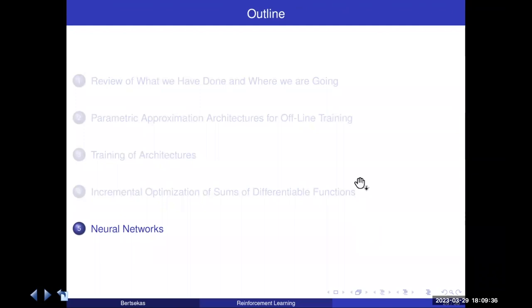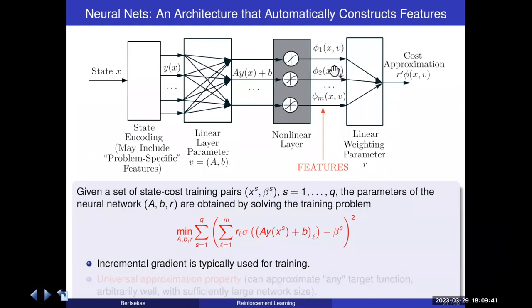Okay, now let's return to neural networks. How does all this apply to neural networks? Remember the figure I gave earlier. The neural network approximation at the input gets a state. The state gets encoded into something with the name of features, then goes through a linear layer, and then through a nonlinear layer. At the exit of the nonlinear layer, there's a vector that we view as a vector of features. It depends on x, it also depends on the parameter of the linear layer. And there's also additional linear weighting here.